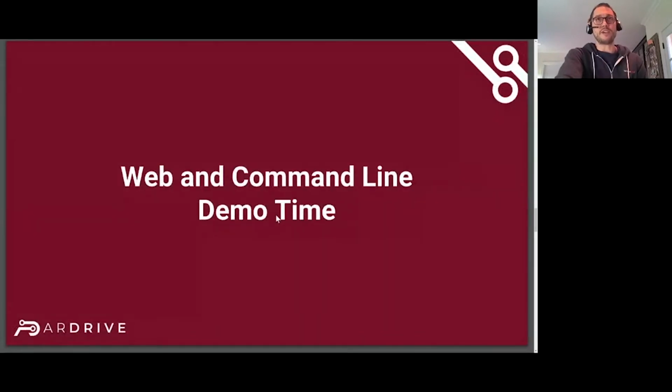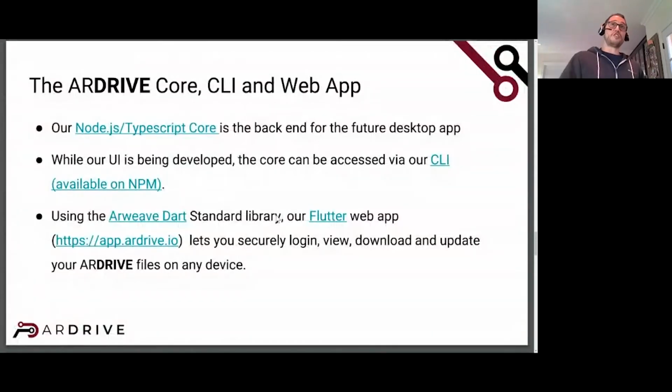So with that, let's look at our web and command line. Obviously, that's what you guys are going to have to use in order to upload data and participate in our first distribution phase. But essentially, our command line and web app is built with our core ArDrive features. The command line is Node.js. We're still working on the UI, so that's why we only have the command line right now. Obviously, we want that user interface in there. And our web app is built in Dart and Flutter, so it should perform well and have a good look and feel. And I would love to share it with you guys right now.